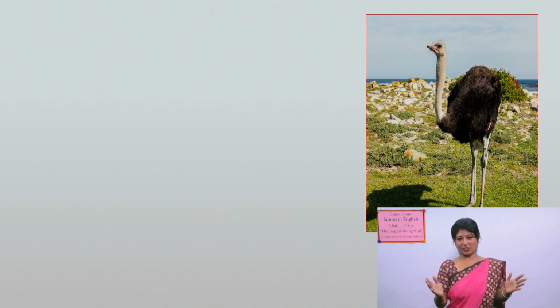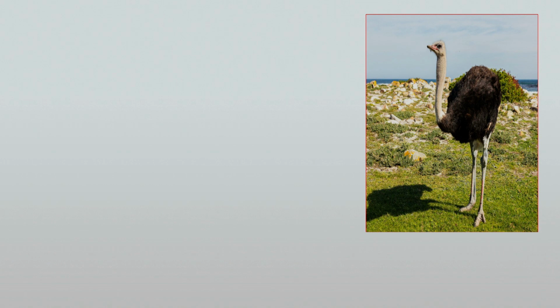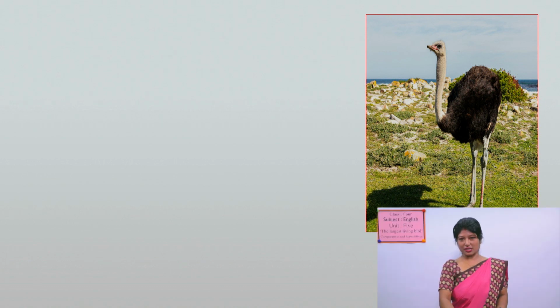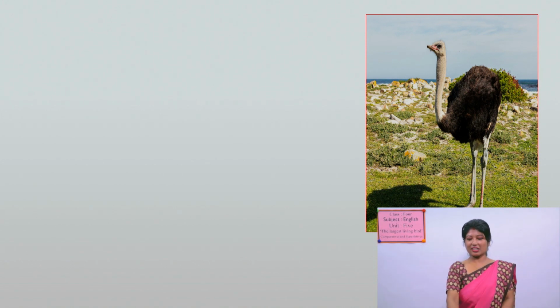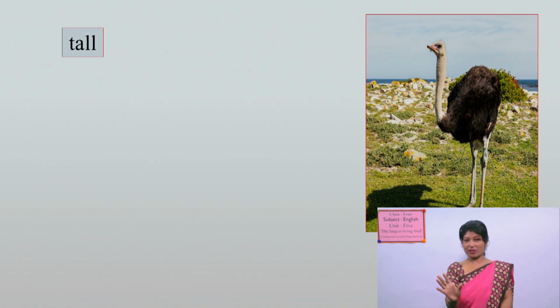Now here, look at this picture of the ostrich. Yes, we have already looked. Now there is another word. We have gone through this picture and we talked about the features, like which are the words? Here it is: tall, a descriptive word. First of all, we are describing this bird.